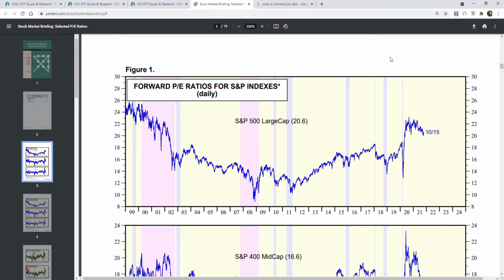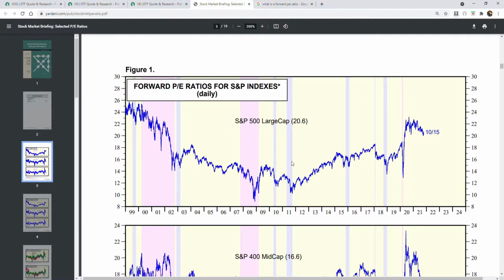So the S&P 500 large cap is currently 20.6. I'm scrolling through this chart with my mouse, and you can see that the last time we saw anything up towards this level was back in the dot-com bubble, up towards 2000, 2001, and that's the first time we've seen anything even close to this level in pretty much 2 decades.